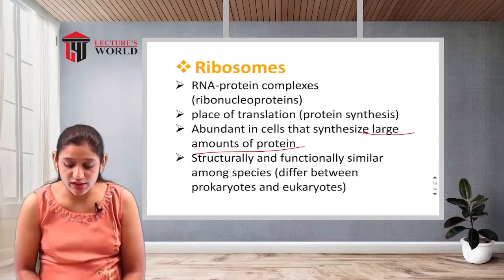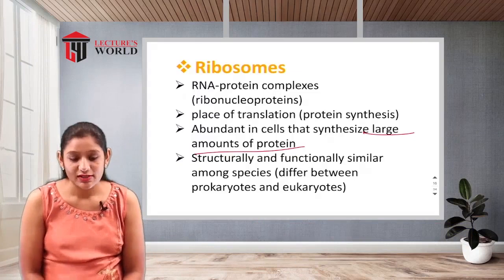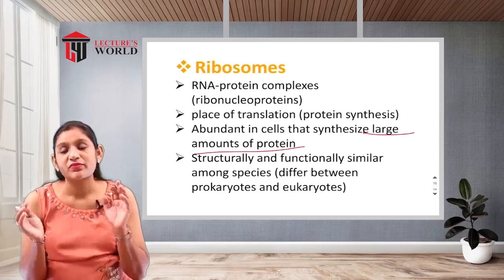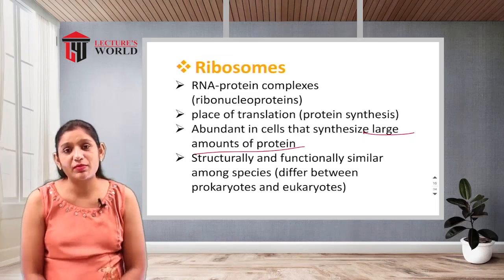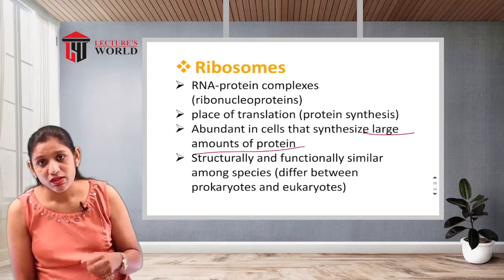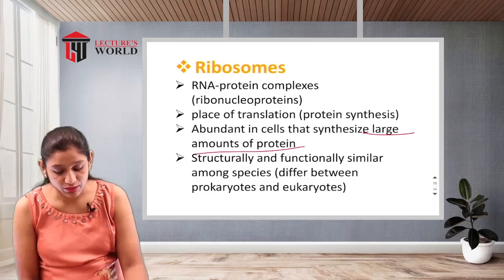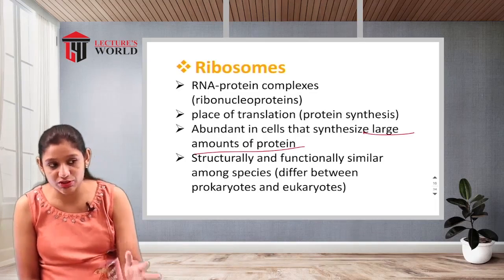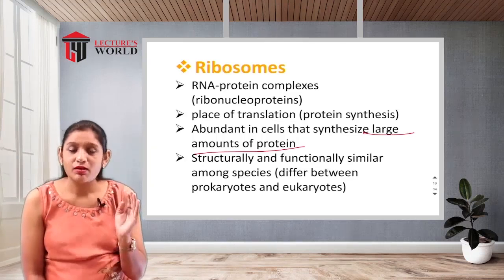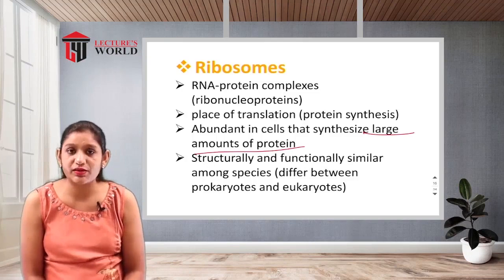Ribosomes are structurally and functionally similar among species, though they differ between prokaryotes and eukaryotes. We are only talking about the eukaryotic one. In prokaryotes and eukaryotes the genes coding them are different, but structurally and functionally they are similar among species.